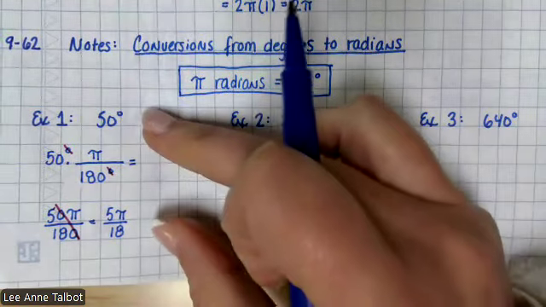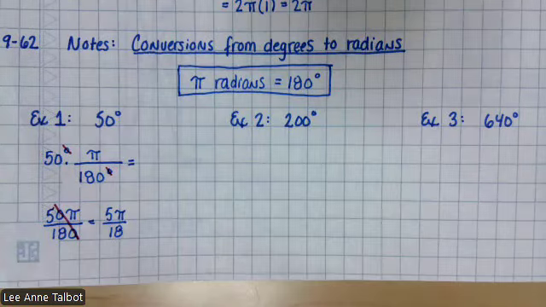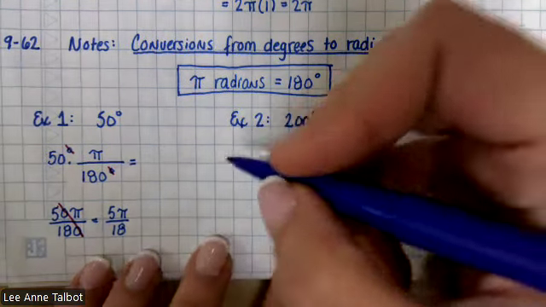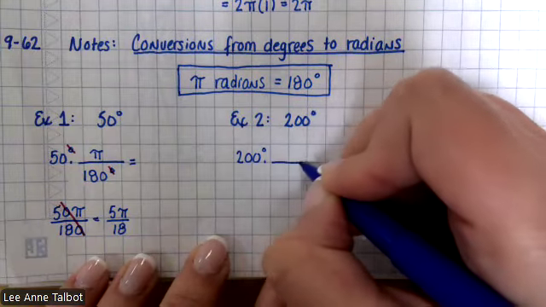Okay, so 50 degrees is at the same spot as 5 pi over 18. Okay, let's get back on the wagon and go again. 200 degrees times line.